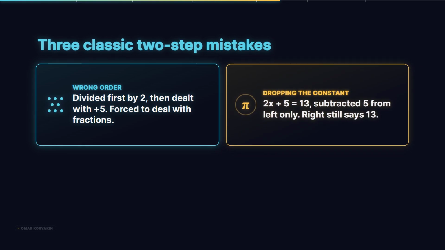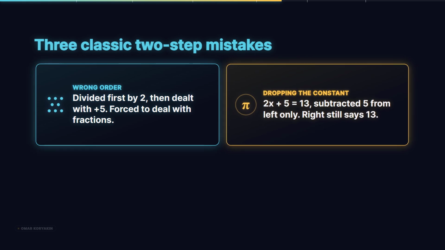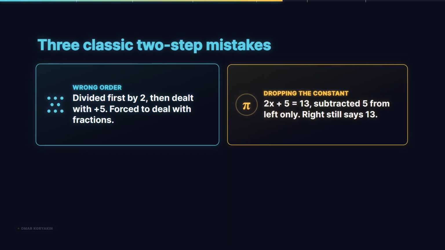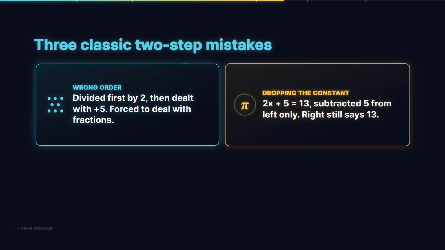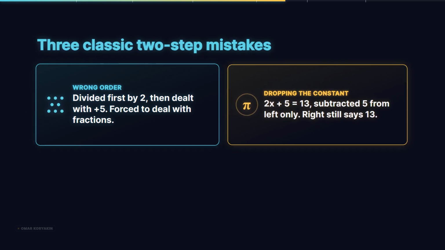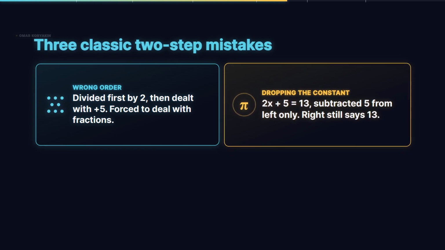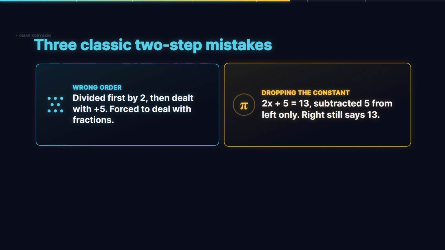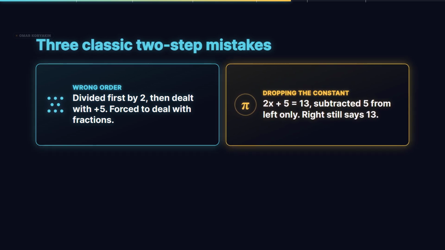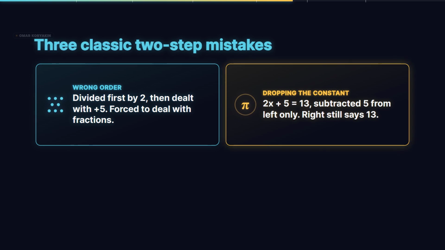Second mistake: subtracting the constant from one side only. A student sees 2x plus 5 equals 13 and writes minus 5 to the left of 2x, but forgets to write minus 5 to the right of 13, getting 2x equals 13 instead of 2x equals 8. The equation no longer balances and the solution is wrong. The fix is to write the operation explicitly below both sides of the equation with arrows or stack notation that visually commits to the both-sides discipline.